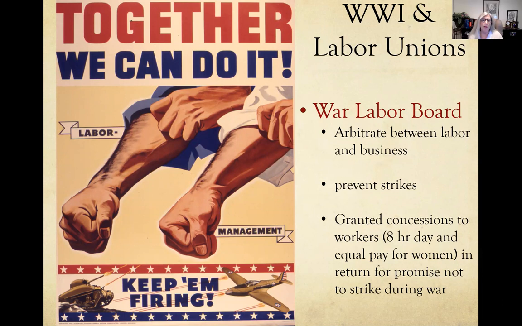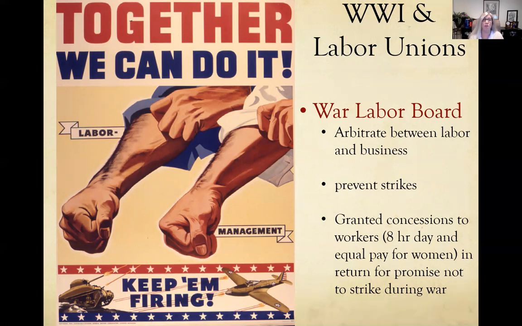So notice the image here on the left. This is a propaganda poster from World War I. And you've got the arm of labor, and notice that his sleeve is blue. And then you've got management in the company, which the sleeve is white. So you may have heard the terms blue collar versus white collar workers. Blue collar workers are those who are labor, okay? And then white collar workers would be like the bookkeepers or the management in the offices of these factories.